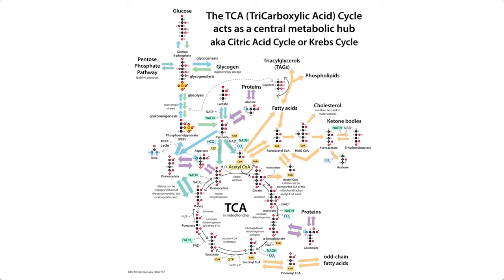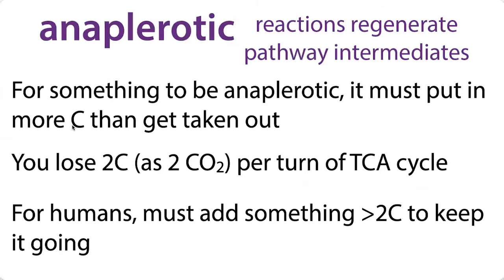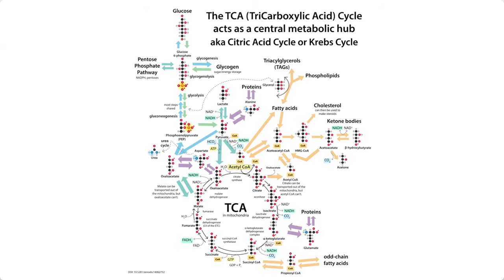but not the even-chain fatty acids. That doesn't mean that you can't find carbons from your fats in your glucose. It just means that if all you had were fatty acids, they couldn't be used to sustainably make glucose because they can't enter the TCA unless oxaloacetate is already present. And oxaloacetate wouldn't be present on net for every acetyl-CoA you brought in. If you took out a malate to make glucose, that wouldn't work.